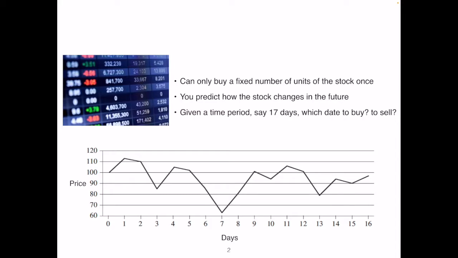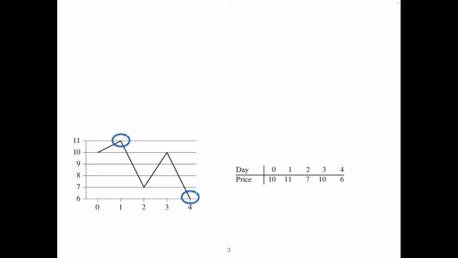You have a very intelligent technique, let's say, that can highly accurately predict the stock change over a 17-day period. You need to decide on which day to buy and on which day to sell in order to maximize your profit. You may say, well, this seems easy. I will just buy at the lowest price and sell at the highest within the 17-day window. Unfortunately, you might not be able to do that. For the example here, the highest price happens on day 1 and the lowest on day 4. You cannot go back in time in order to buy the lowest first and sell at the highest.